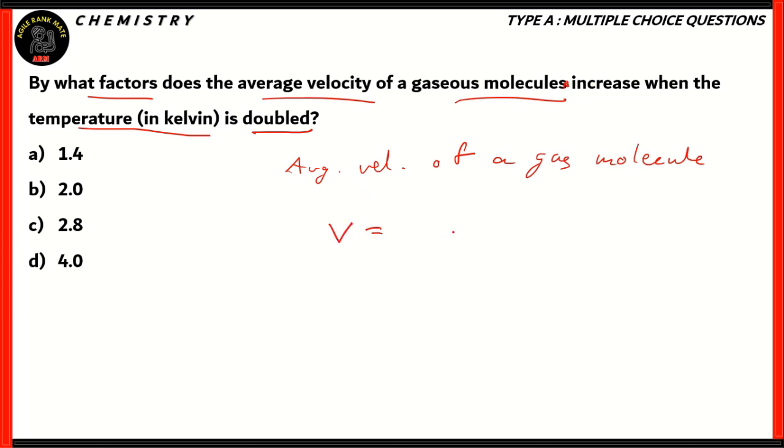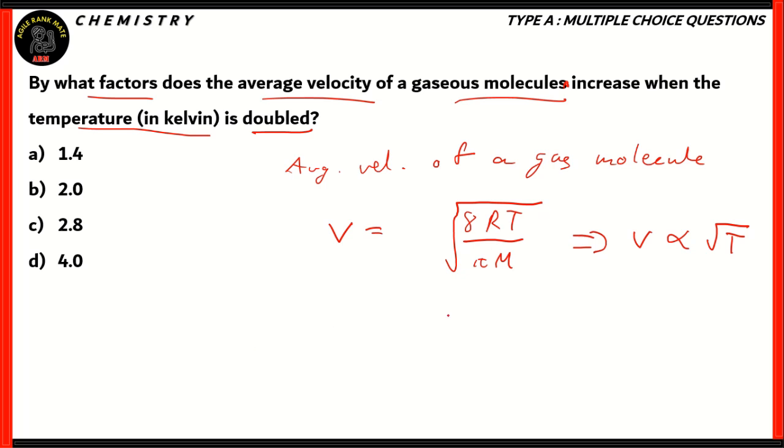So that would be V equals under root of 8RT over pi m. So this here is the average velocity of a gas molecule. Now the T here stands for temperature. So from this particular formula, we can get the relation as V would be proportional to under root of temperature. So the velocity of the gas molecule is proportional to the square root of the temperature.